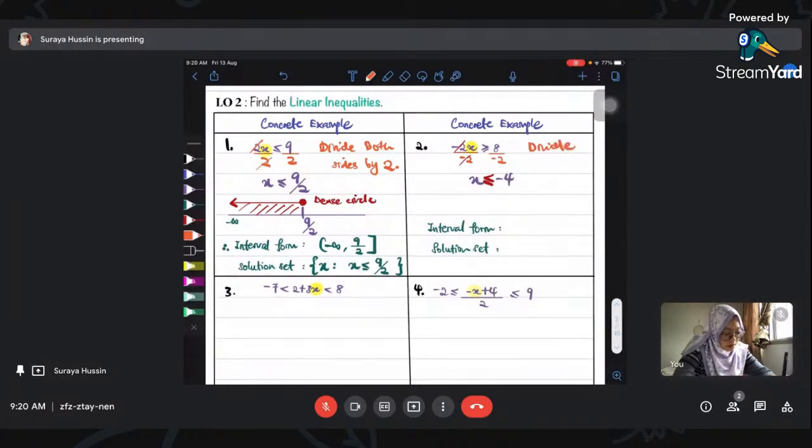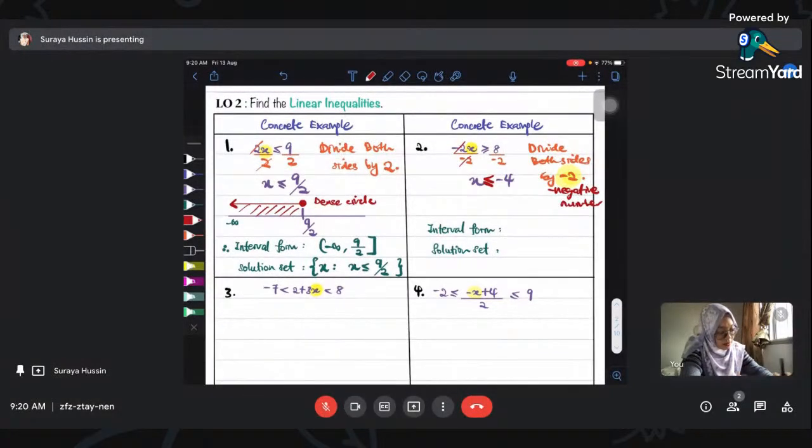Divide both sides by -2. So -2 is very, very sensitive. So you divide by negative numbers. Bila divide by negative numbers, the sign must be changed. Tolong ya, kamu sudah sedia faham kan?